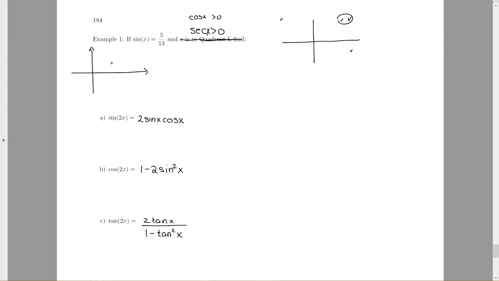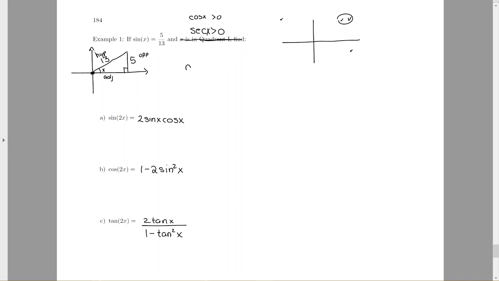So again, start at the origin, draw your hypotenuse out, and then drop the right angle down to the x-axis. The x, or theta value, the angle value, is in the corner here. So this is my opposite, this is my adjacent, and my hypotenuse. All right, so sine is opposite over hypotenuse. So I need to figure out what the adjacent side is by using Pythagorean's theorem.